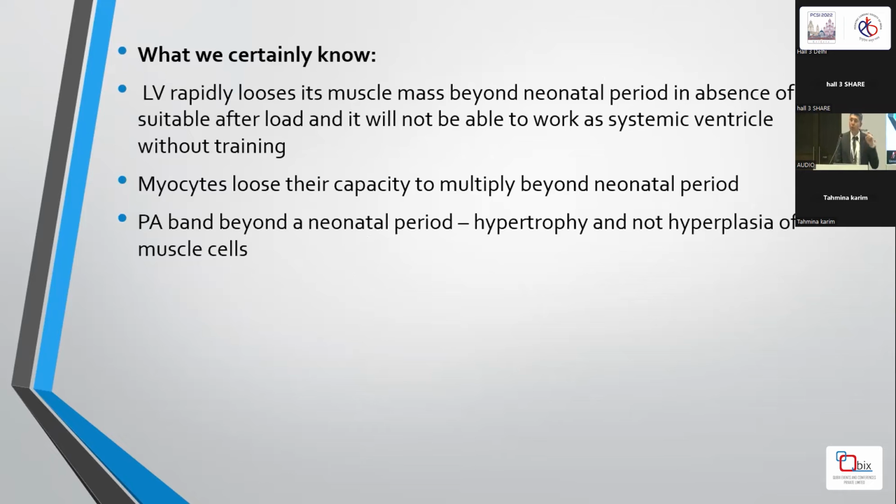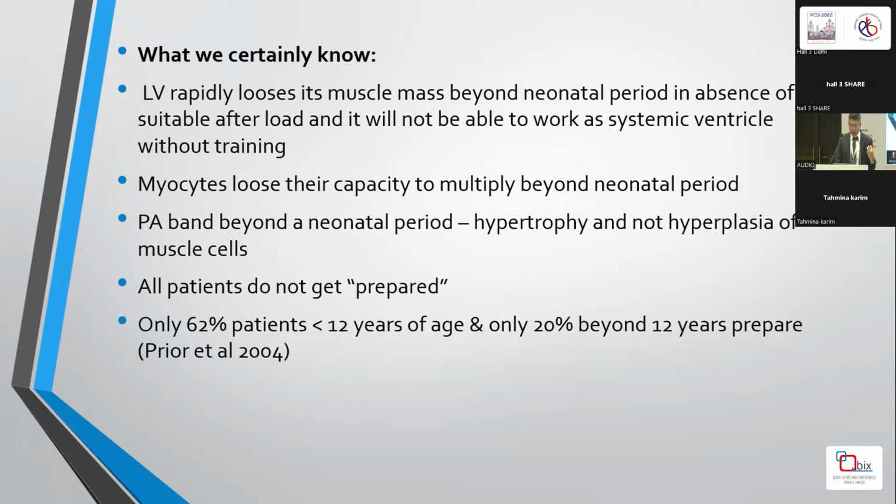And myocytes do not multiply beyond infancy, or rather the early neonatal period. So what you get later on is hypertrophy rather than hyperplasia. Whatever muscle mass you're gaining, say in a child who comes at 2 or 3 years of age and you do a PA band, you're only going to get hypertrophy and not hyperplasia. That is the reason some patients do not get prepared, because they do not get adequate muscle hypertrophy. Only 62% of patients under 12 years get prepared, and beyond 12 or 14 years, most patients do not get prepared.